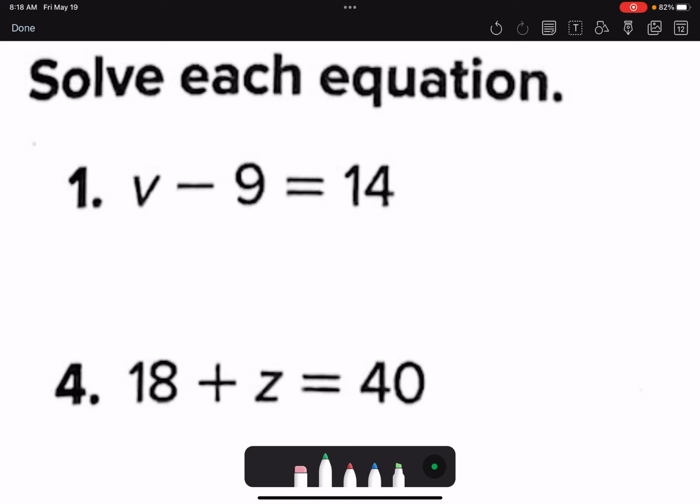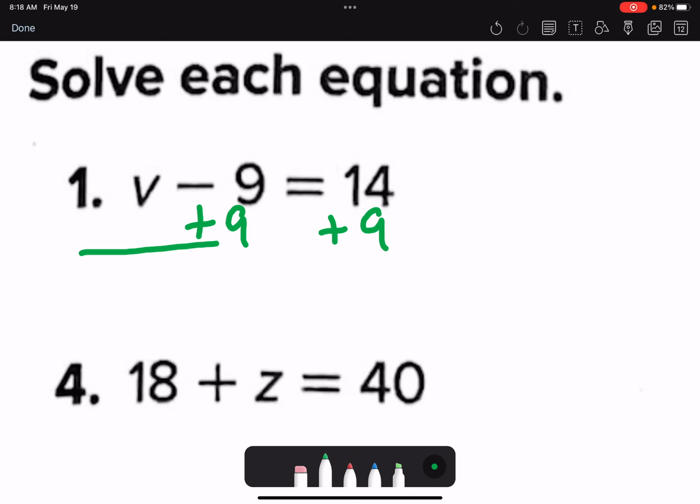And what do I have here? I have a -9. What is that 9 doing? It is subtracting from v. So how do I move subtraction? I move it with addition. And what I do on the left, I must do on the right. So I'm going to add 9 here.